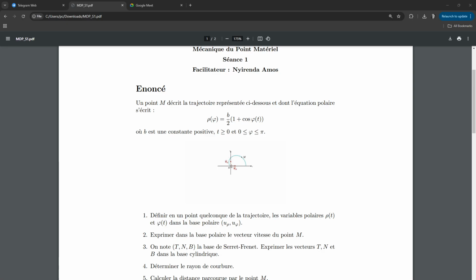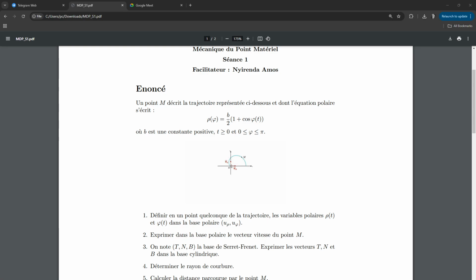Alright, so today we want to look at how we can solve exercise number 1. So let's read the question. Un point M décrit la trajectoire représentée ci-dessous et dans l'équation polaire s'écrit, où B est une constante positive. T is greater than or equal to 0. The angle phi is between 0 and pi degrees.